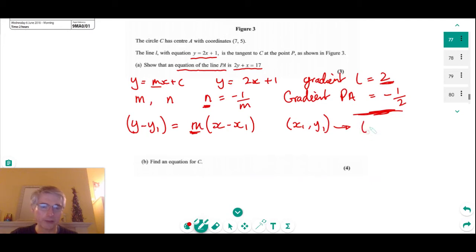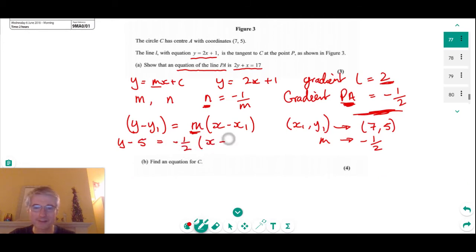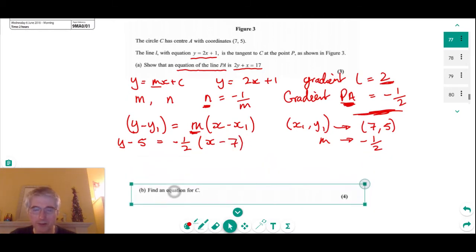So these are the values we're going to put into our equation: 7, 5, and the value of m that we're going to use is the one that we got for PA, which is minus a half. If we substitute all those in, we get y minus 5 is equal to minus a half, times x minus 7. I'm going to move this down a little bit, just to give myself more space.